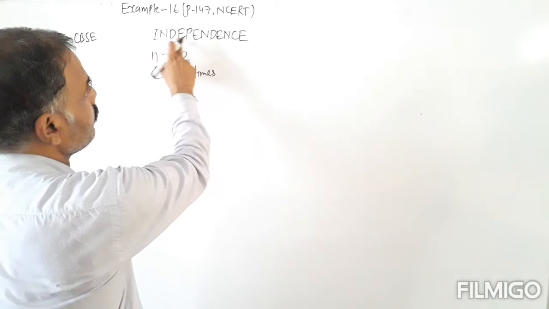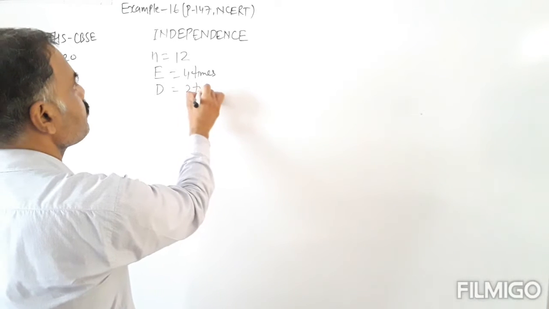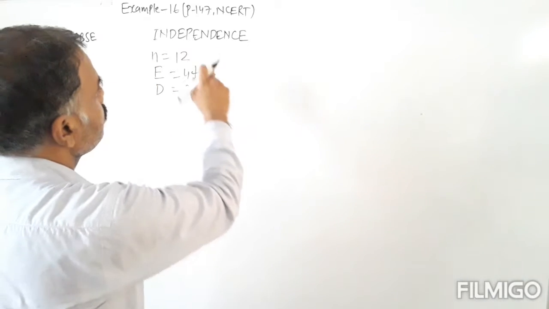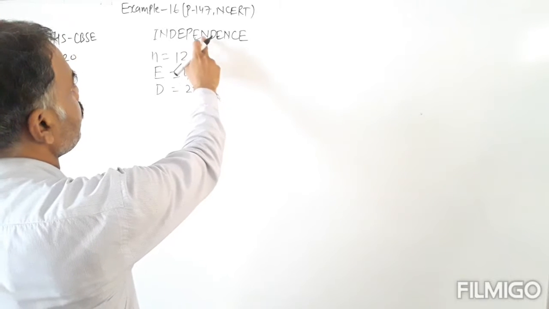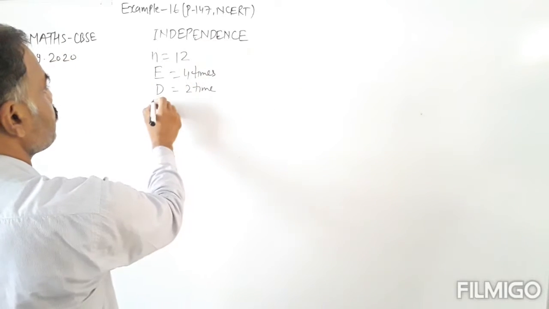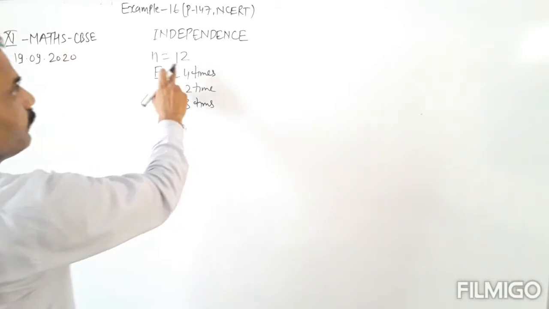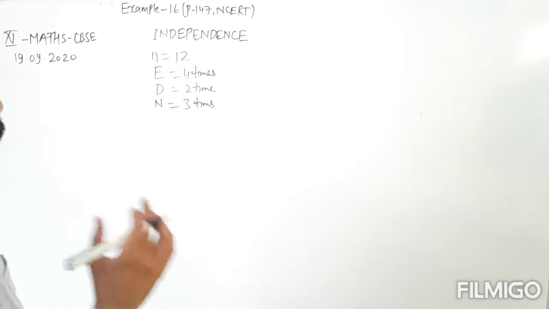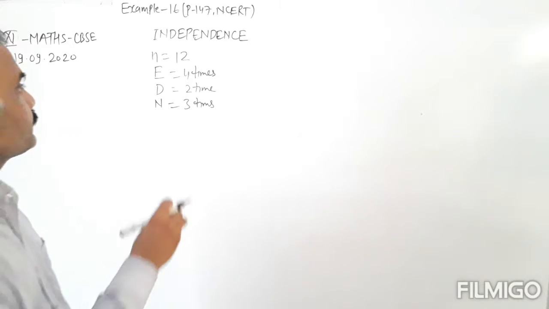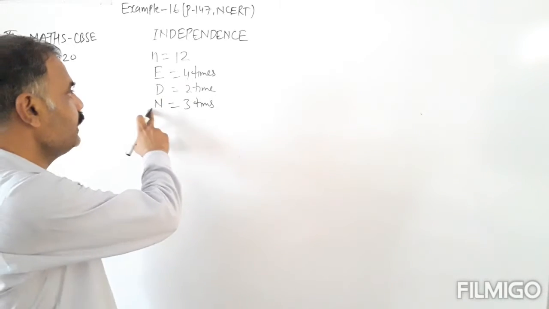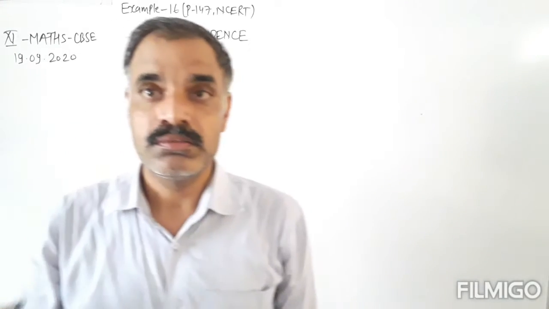Then D is repeating 2 times, and N is repeating 3 times. So n equals 12, which means total 12 letters are there, in which E is repeating 4 times, N is repeating 3 times, and D is appearing 2 times.